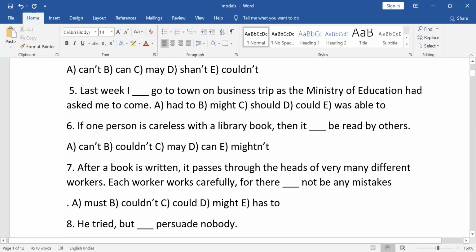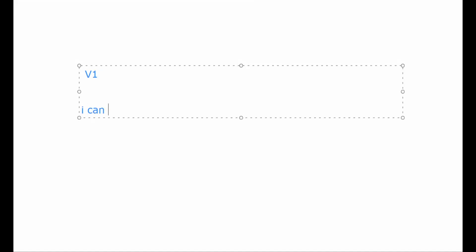Here, actually, I want to give you one more point, guys. Please pay attention. After these modal verbs, definitely you have to use one main verb, and that verb is always V1. What I'm trying to say is, see here, I can.